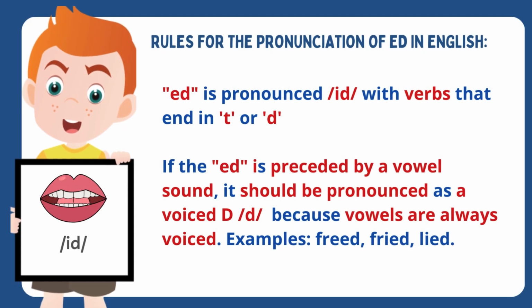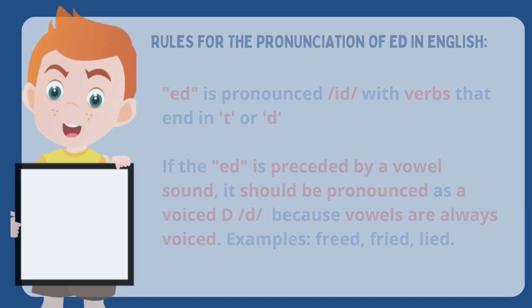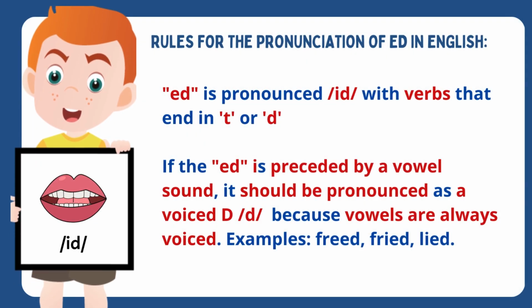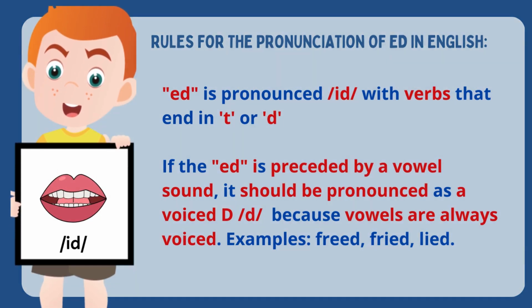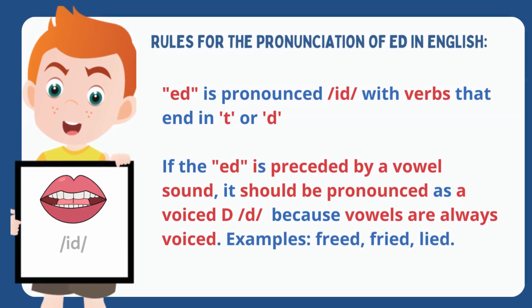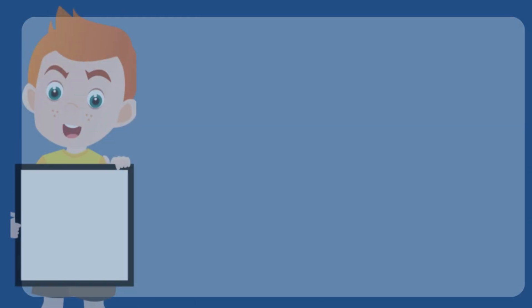Rules for the pronunciation of ed in English. Ed is pronounced id with verbs that end in t or d. If the ed is preceded by a vowel sound, it should be pronounced as a voiced d, because vowels are always voiced. Examples: freed, fried, lied.